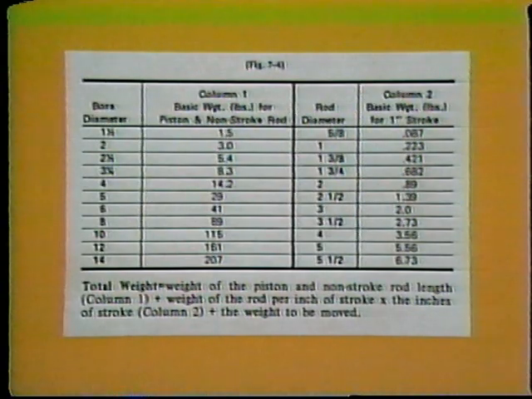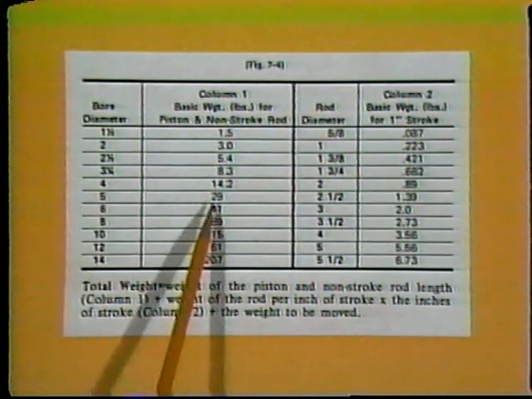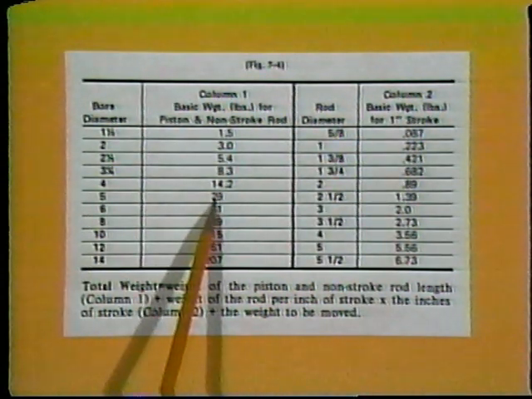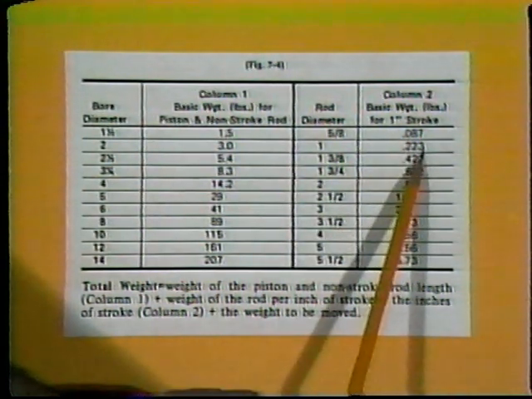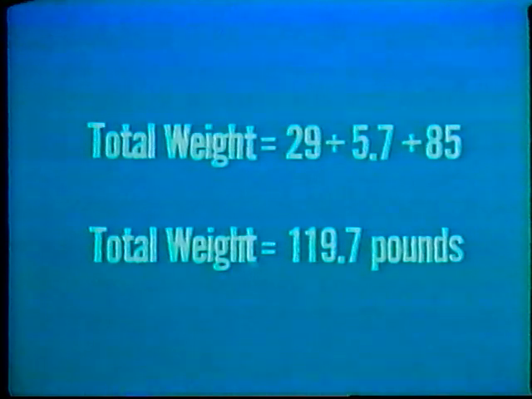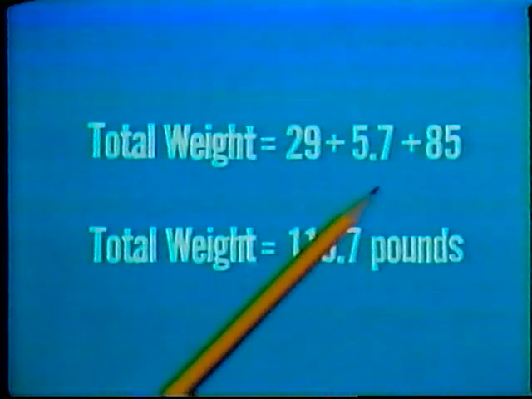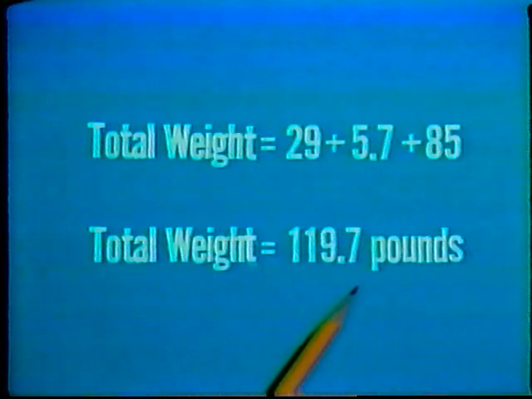First, you'll have to calculate the total weight. The piston and non-stroke rod weight for the 5-inch cylinder is 29 pounds. The rod weight is 0.223 pounds for the 1-inch rod, times 25, the stroke length, or 5.7 pounds. This gives us a total weight of 119.7 pounds.